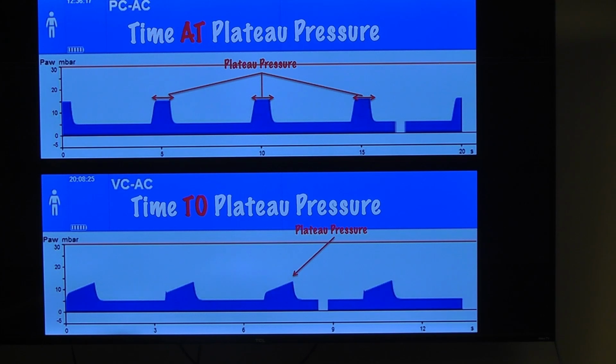So go back to what we were talking about with pressure versus volume. Pressure is a pressure over a certain amount of time, versus volume is a volume over a certain amount of time. So our top pressure is going to be at the very, very end of a volume breath, versus it's going to be over the entirety of a pressure breath. Does that make sense? Okay.